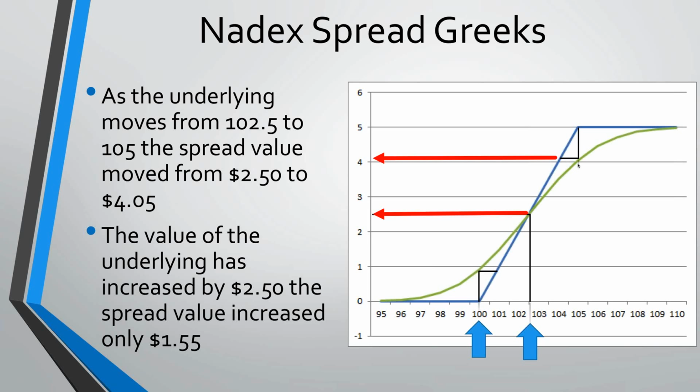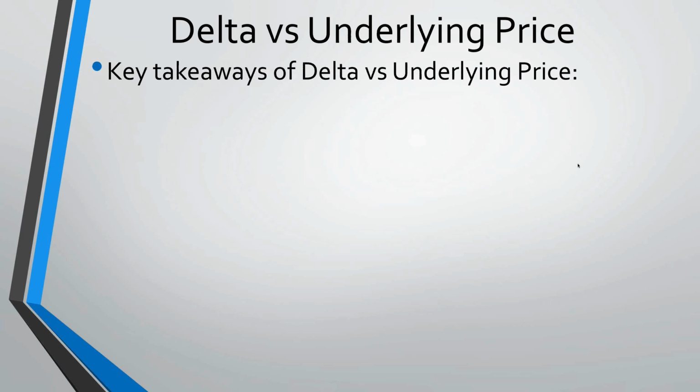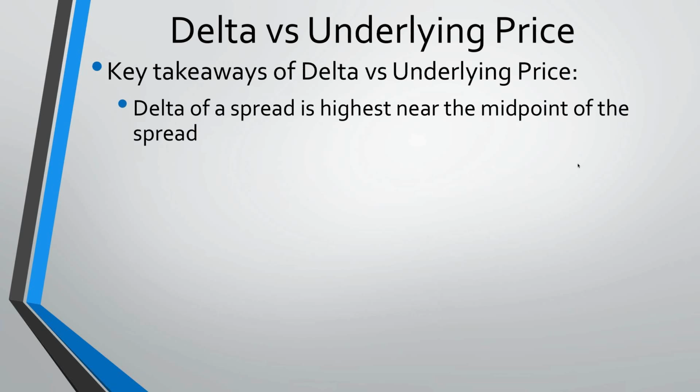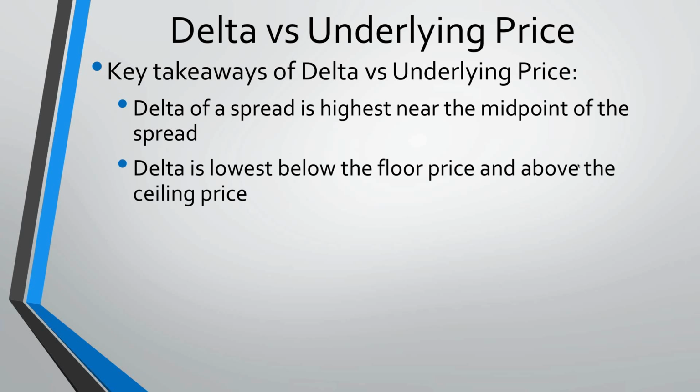So that's what I'm trying to get across. That's why I sum stuff up in key takeaways of delta versus underlying price. If the price is near the midpoint of the spread, you're going to know delta is highest. Delta is lowest below the floor price and above the ceiling price. So your spread is not going to move as much as the underlying, especially below the floor price and above the ceiling price. These are the kind of takeaways I want you to get.